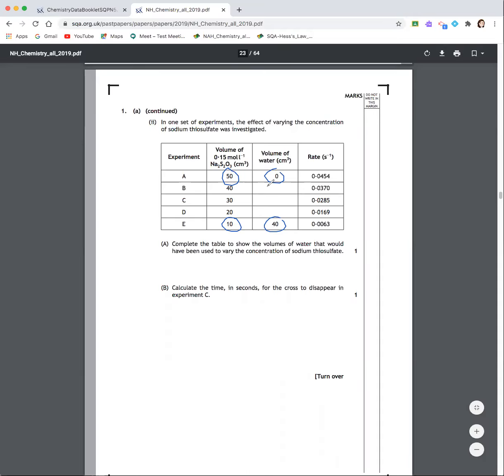So to get 40 up to 50, you would have 10, 30, we need 20, and 20 we need 30. Okay, so 10, 20, 30. As long as the total volume is constant, that keeps the experiment fair. And then part B, calculate the time in seconds for the cross to disappear in experiment C. So this is experiment C here.